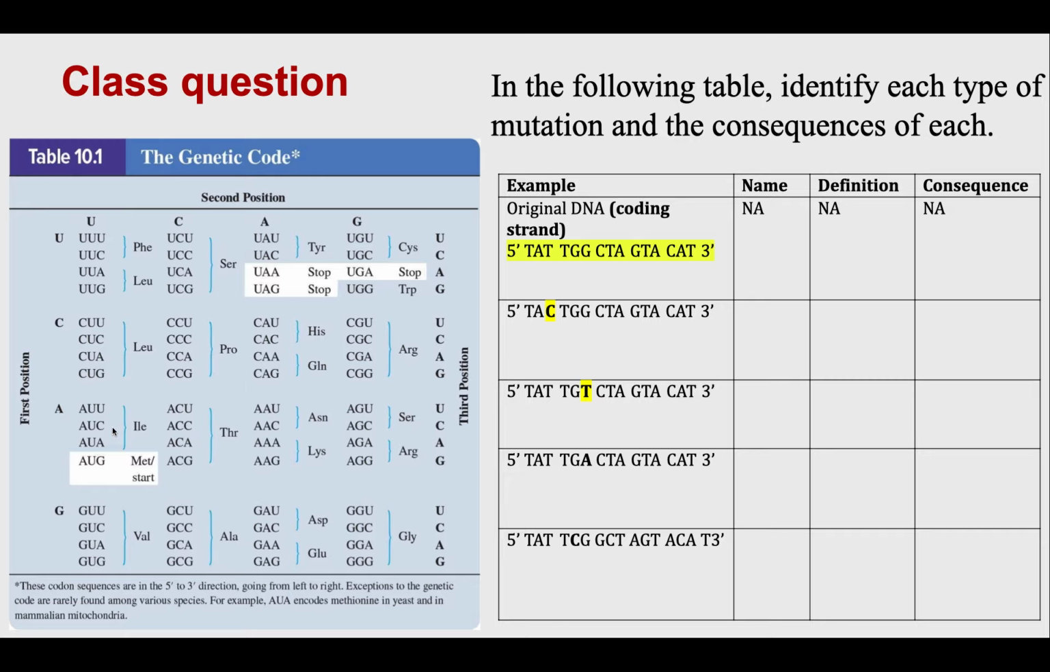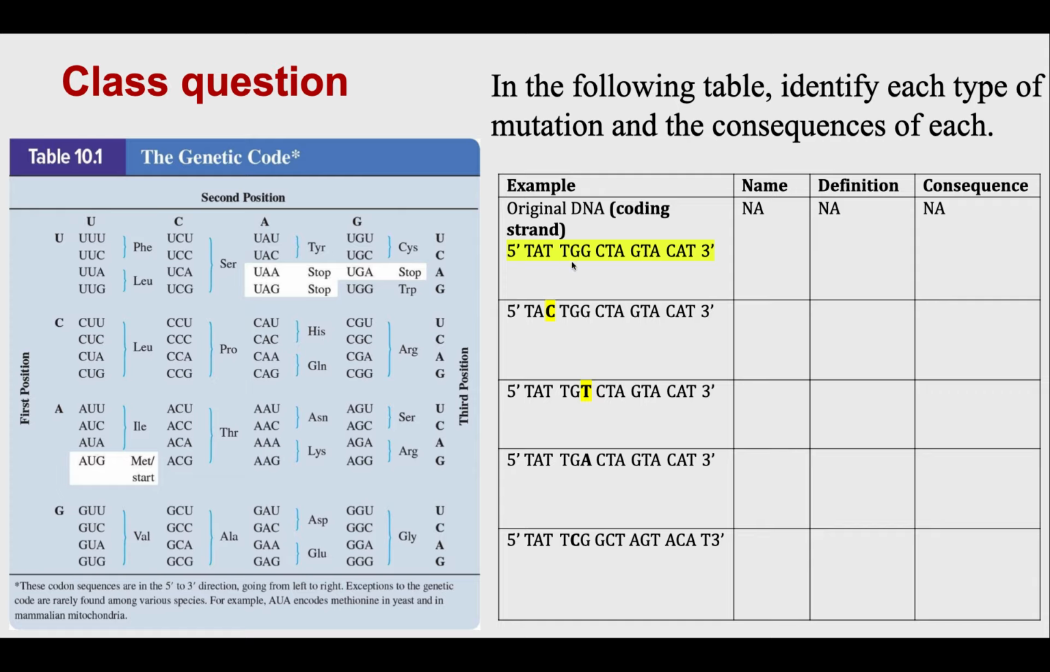AUG. All right, so then all of a sudden it's AUG. So it becomes a start or a methionine. If we're changing amino acids, what type of mutation is it? Missense. Yes, we had it correct.